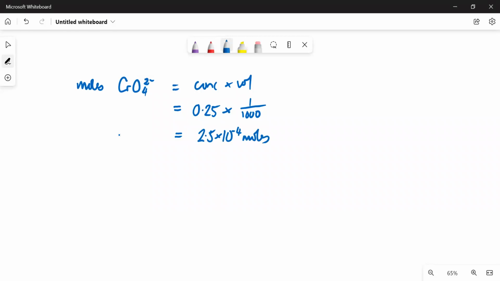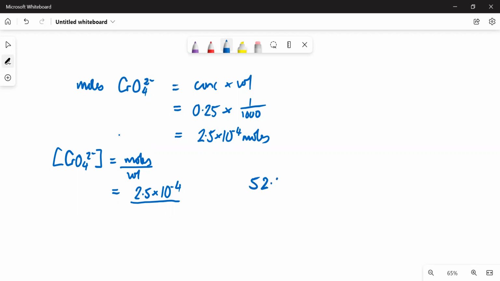Right, so let's work out the final concentration of the chromate. The final concentration of the chromate is equal to the moles over the volume. We know the moles is 2.5 times 10 to the minus 4, and the volume, they told us, was 52.5 centimeters cubed. So that's 52.5 over 1,000, and that is equal to 4.76 times 10 to the minus 3.